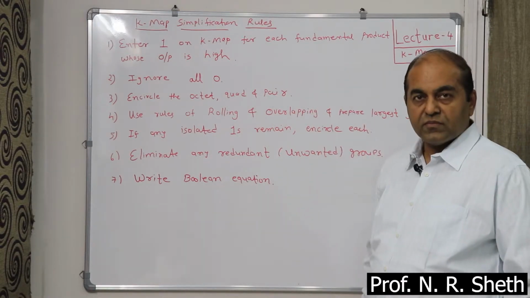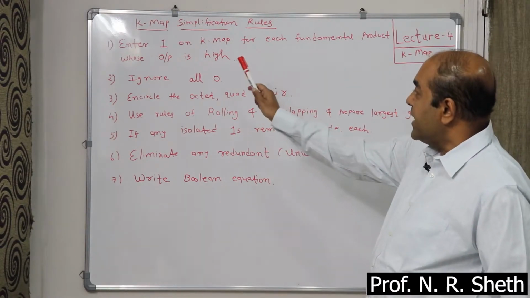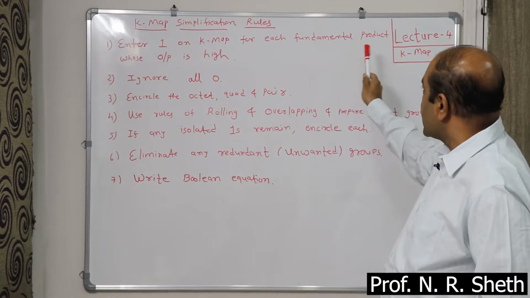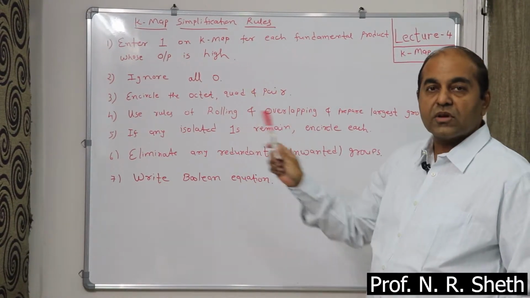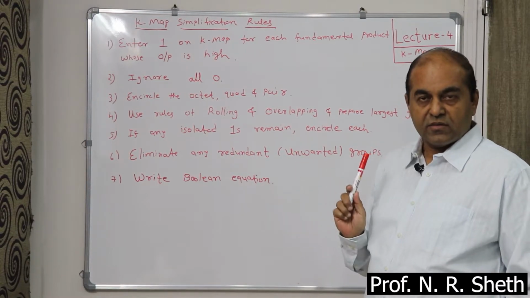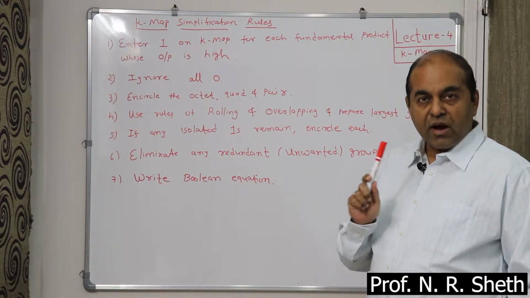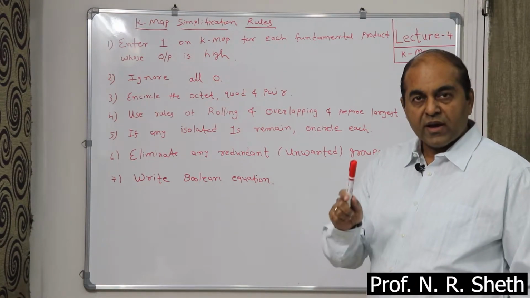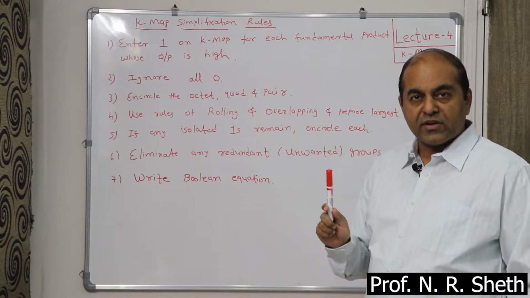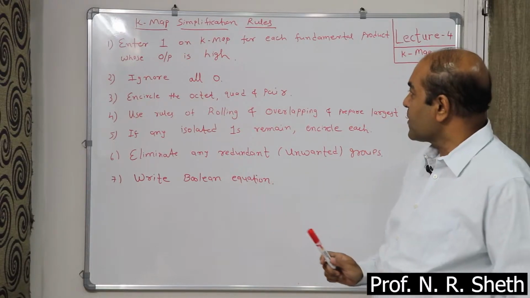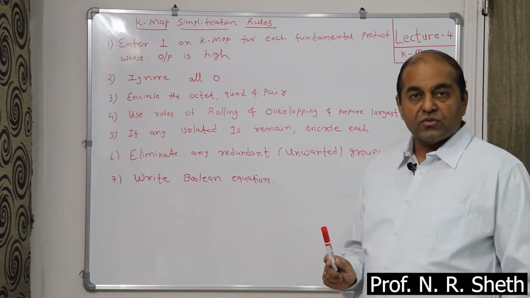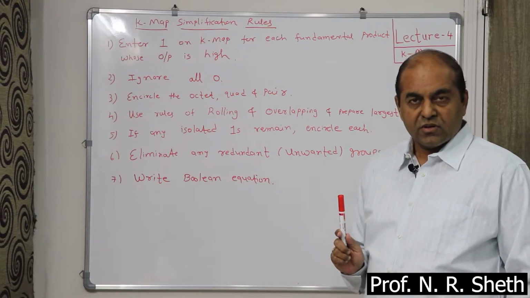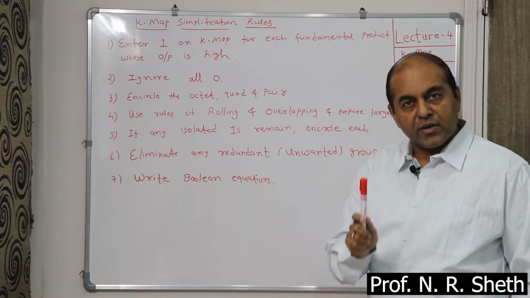Rule number one, enter 1 on the K-map for each fundamental product whose output is high. When the output is high, you have to find out the fundamental product and make the appropriate entry into the K-map. Number two, ignore all the zeros. No need to find out the fundamental product.